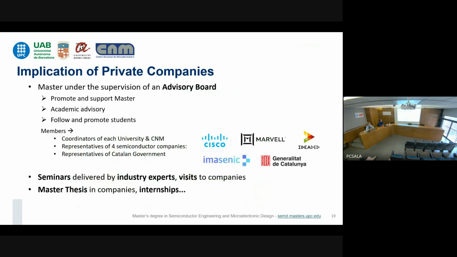The master has a high involvement of private companies. To start with, there is an advisory board that takes care of promoting and supporting the master, doing academic advisory, etc. And this advisory board has a high participation of companies. Actually, these 4 companies: Cisco, Marvell, Ideadit, and Imacenic, are currently involved in this advisory board, besides representatives of the Catalan government.